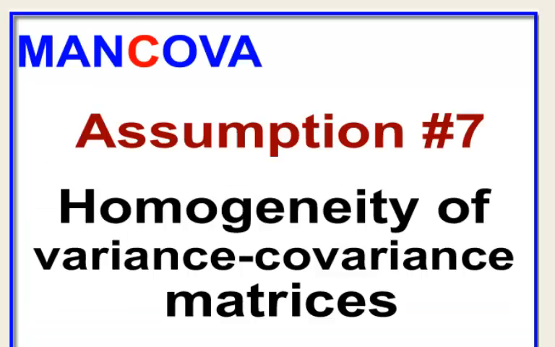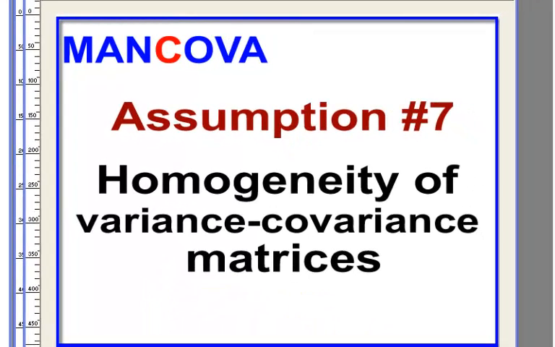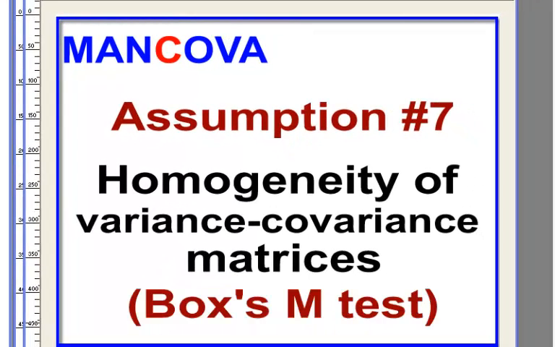Here's the last assumption from the Manova column. It's the homogeneity of the variance-covariance matrices. We have to actually run the Mancova to get the Box's M test. So we're going to come back to this one. Right, the Box's M test is going to tell us about this after we run the Manova.